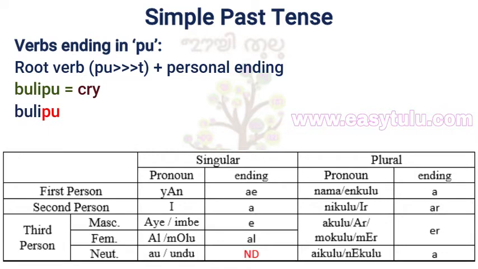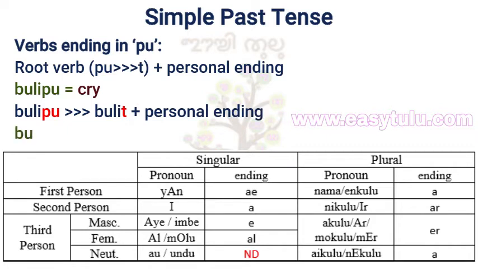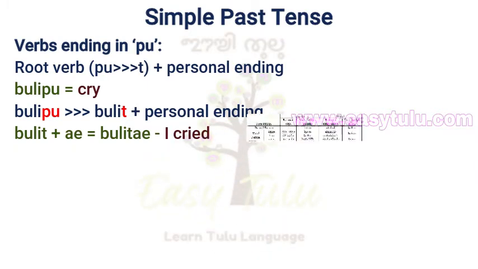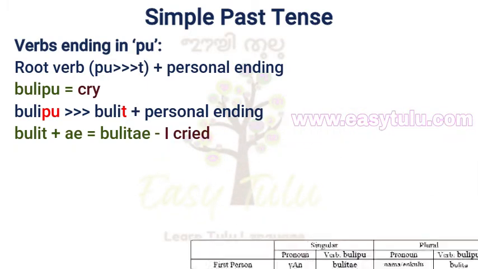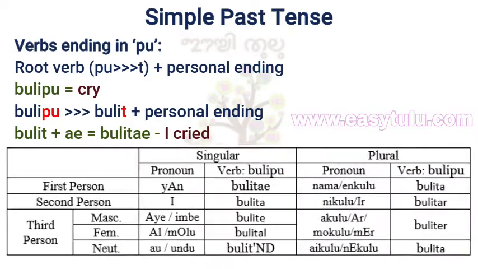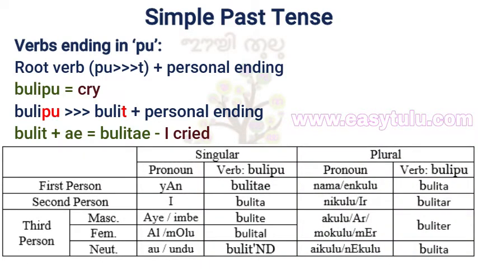This is a pu ending verb. So bulipu in past tense changes to bulitu plus personal ending. Personal ending for yan is a. Bulitu plus a, bulita means I cried. Yan bulita, I cried. E bulita, you cried.